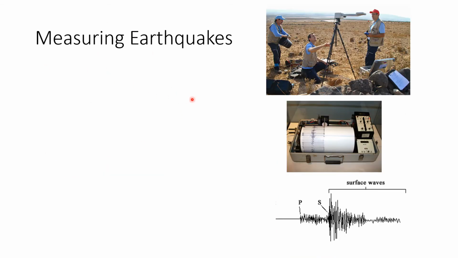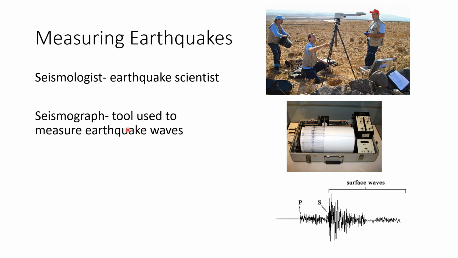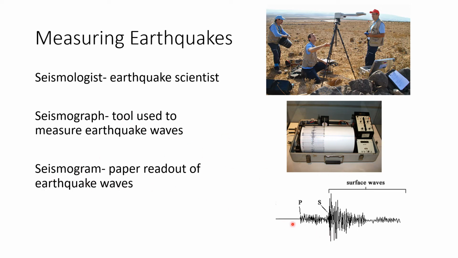So just a little bit more here about how we measure earthquakes. A seismologist is the earthquake scientist. So here's some seismologists out in the field, and they're using a tool called a seismograph. Here's a picture of a seismograph. It's a tool that has like a drum of paper and a needle that wiggles back and forth as earthquake waves travel through it. So the seismograph creates a paper readout that's called a seismogram, and these seismologists can analyze a seismogram to tell what the magnitude of the earthquake is and also how far away the earthquake was from wherever the seismograph was sitting.